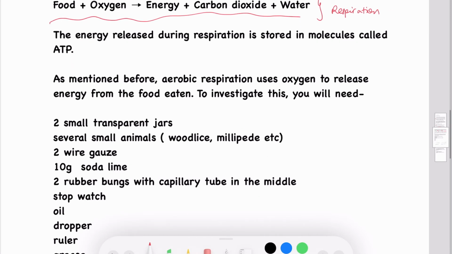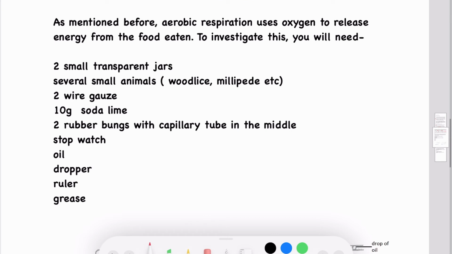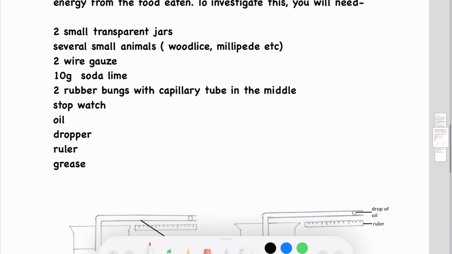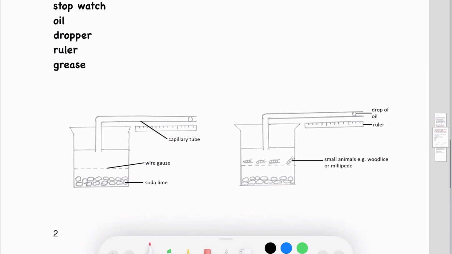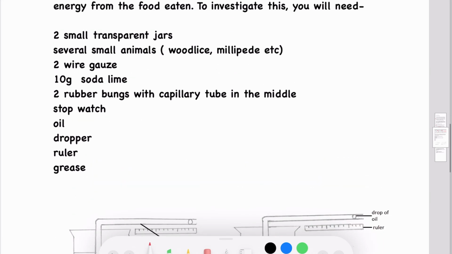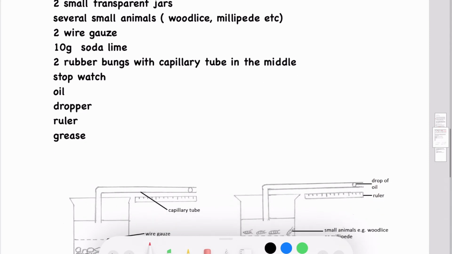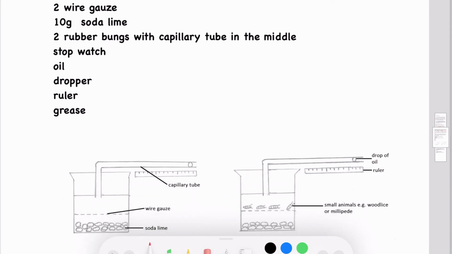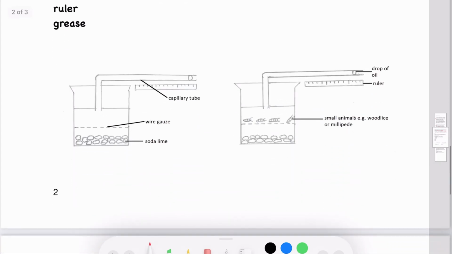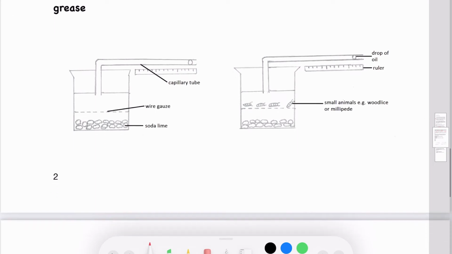Right? And you can also investigate aerobic respiration and see how energy is released. Good. So you can look at this and go through it. You have two small transparent jars, several small animals such as woodlice, millipede, etc., two wire cords, 10 grams of soda lime, two rubber bungs with capillary tube in the middle, stopwatch, oil, dropper, ruler, and grease. So this is how it was set up.